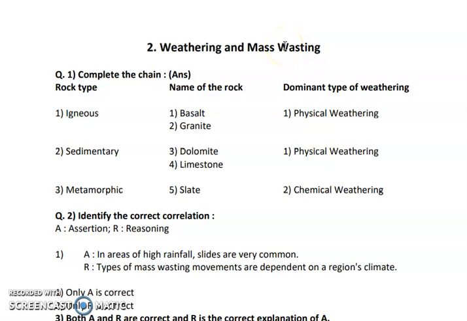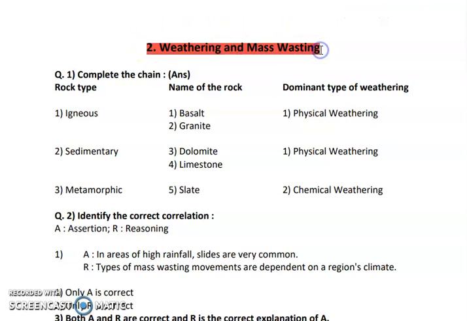Hello students, in this video we are going to solve the exercise of lesson number 2, that is weathering and mass wasting, for 11th standard students of science as well as arts. Okay, so let us start with the first question, that is complete the following chain.